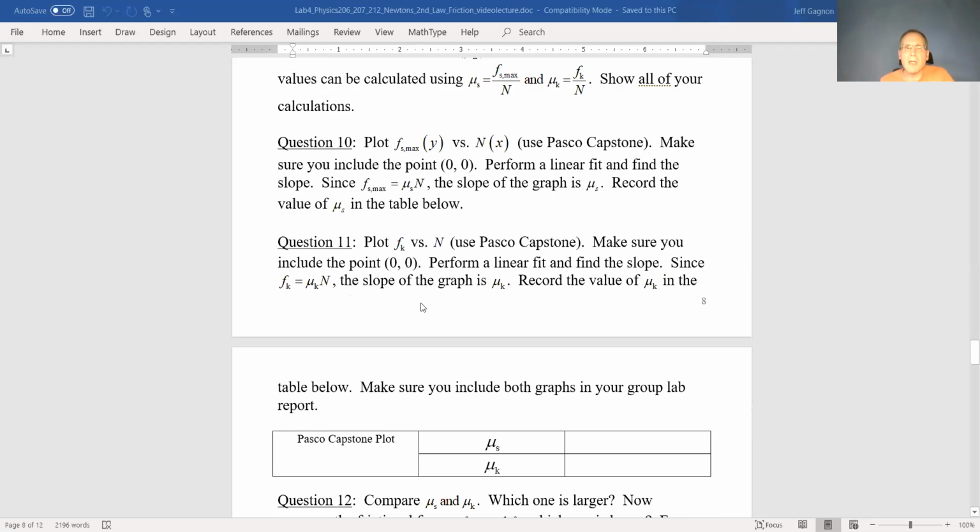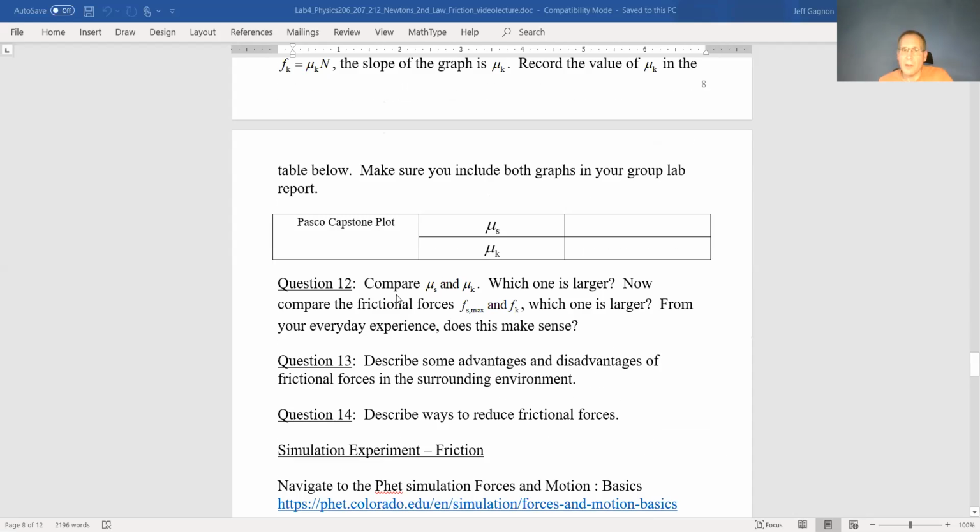Then you're going to do the same thing with the kinetic frictional force, right? You're going to plot Fk versus N. So again, normal force is X, Fk is Y, include 0, 0, do a linear fit, and that slope should be the coefficient of kinetic friction. That should be your mu k, which you're going to record here.